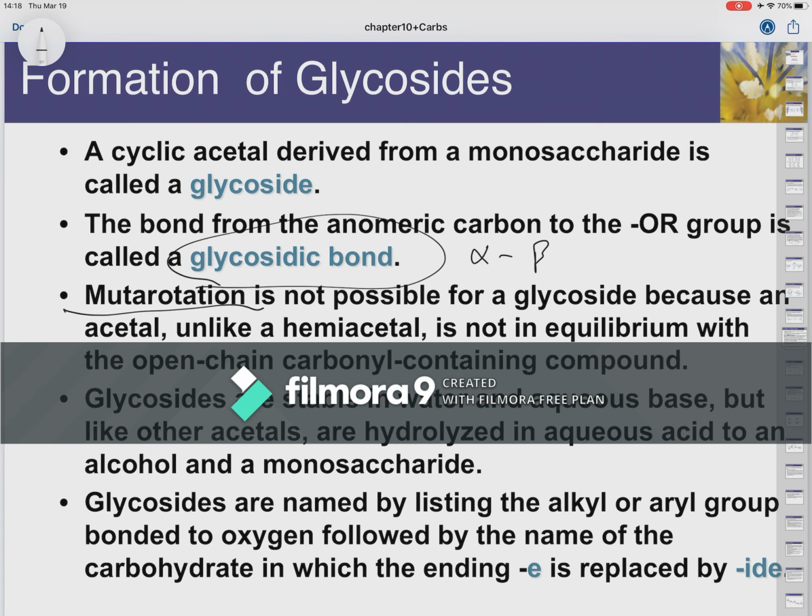We don't see any switching back and forth. Once a glycosidic bond is formed, alphas don't become betas, betas don't become alphas. Glycosides are stable in water and base, but in acids, they will hydrolyze. And that'll be important a little later when we look at polysaccharides and disaccharides. As far as naming them go, you name them kind of like an ester. You name the group that came in with the alcohol, and then the ending of the carbohydrate gets an IDE ending.